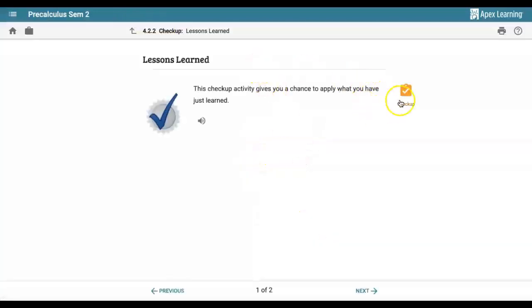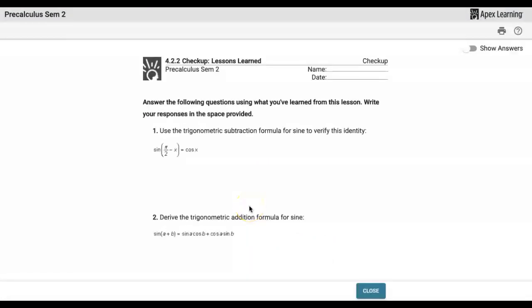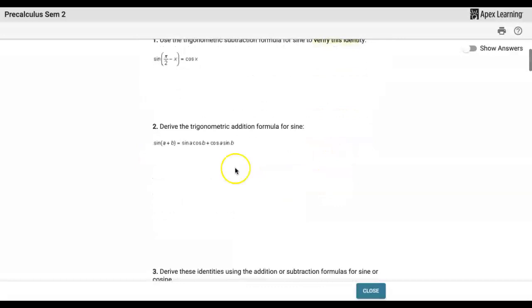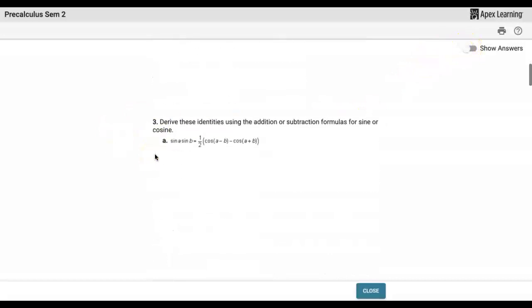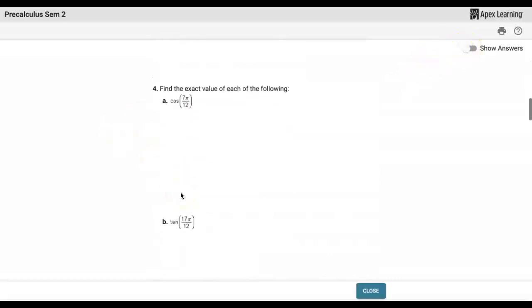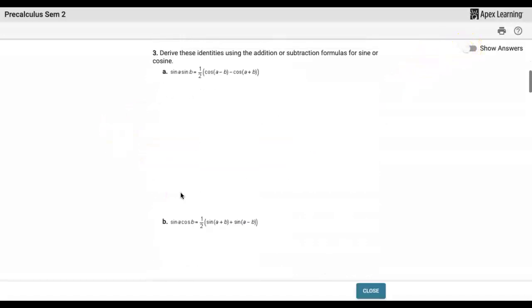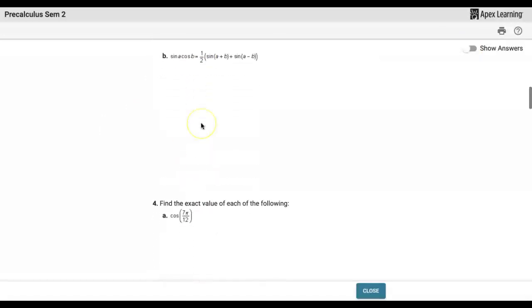Looking at your checkup here. It's asking you to verify, that's telling us to make the left hand side look like the right hand side. Deriving is how did we get to this point, doing a proof. Same thing with 3 here, doing the proofs.